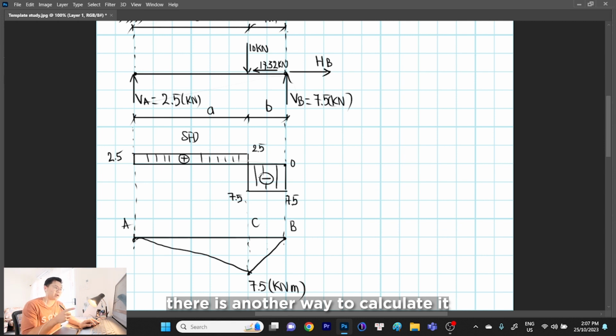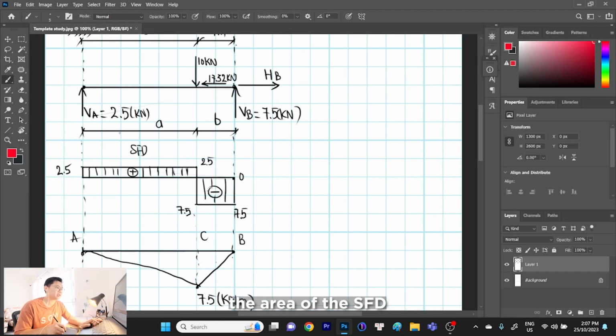There's another way to calculate it. The value of the moment will equal the area of the shear force of this one, which means 2.5 multiplied by A, which is 3, so it will end up exactly the same thing, right? And the area here is 7.5 multiplied by 1, so it ends up exactly the same thing.